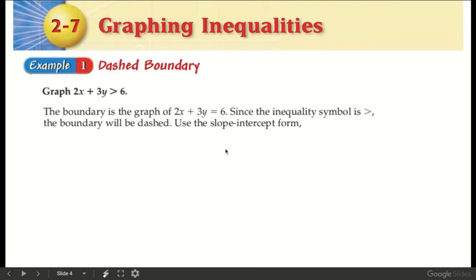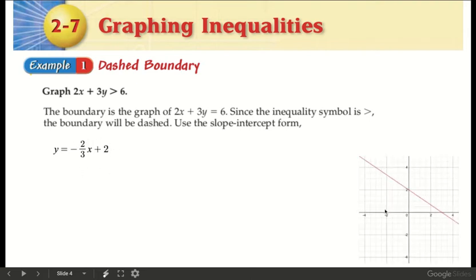So the first thing we can do is turn this standard form linear equation into slope-intercept form. And if you remember how to do that, you just solve for y, right? Subtract 2x on both sides and divide by 3. And so if I do that, I'd be left with this equation here, y equals negative 2/3 x plus 2. So now I know my boundary line has a slope of negative 2/3 and a y-intercept of positive 2. So it would look something like this, right? Y-intercept of positive 2, and I know that it goes down 2, over 3, down 2, over 3.